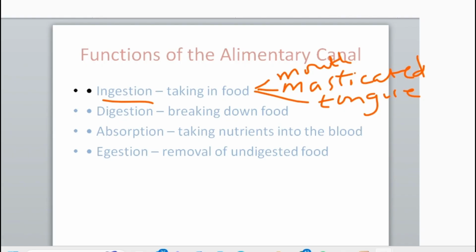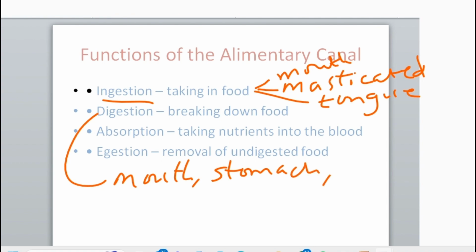The second function is digestion. Digestion is the breaking down of large food particles into smaller, absorbable forms. Digestion takes place in the mouth. Yes, it also takes place in the stomach, and also in the small intestine. Yes, the small intestine. These are where digestion takes place.